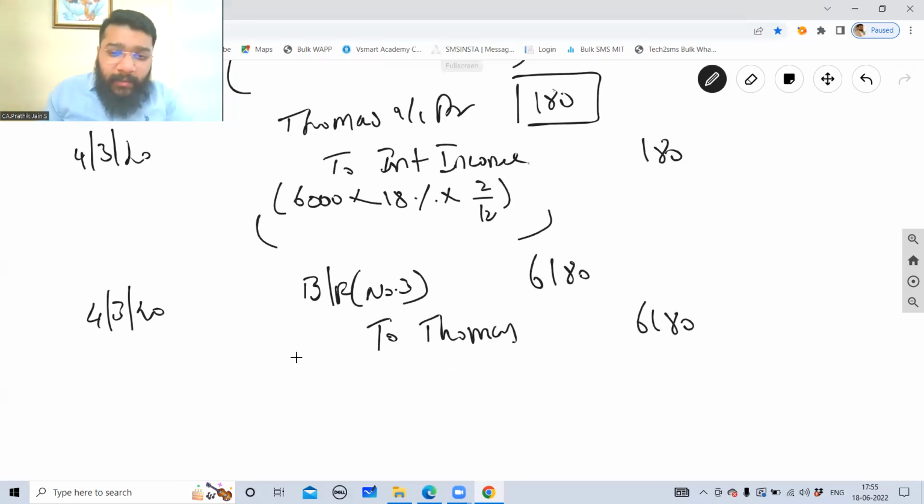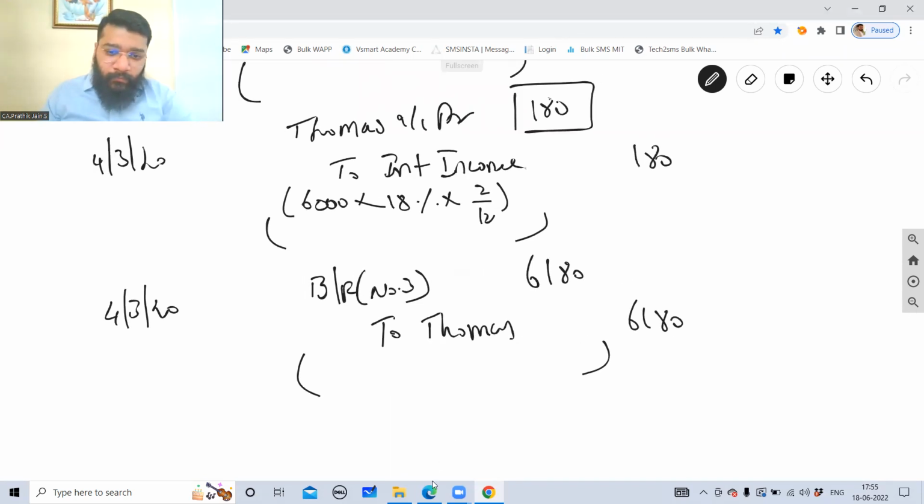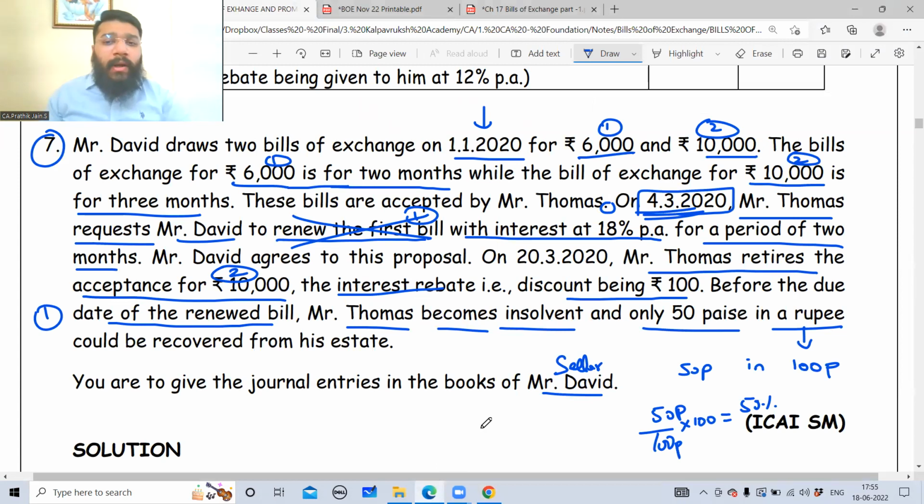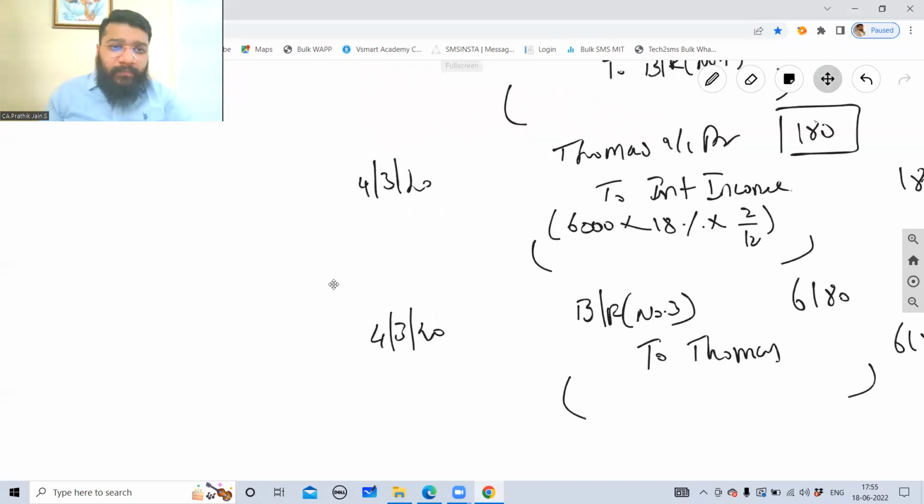So in the sequence of the event only, you're supposed to record the entries. Till this, anybody's got any problem? Abhi, Ashwin, Kavi, Kavya, Rishabh, Sanjay. Comfortable, not comfortable? Till this. Comfortable, sir. Okay, very good. Now what happens? Till this over, Mr. David agrees to this proposal.